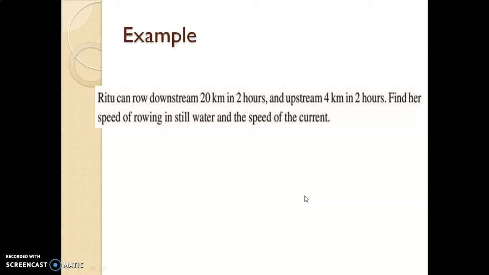Okay. So look at the solution video now. Here also it is an upstream and downstream sum. Ritu can row downstream 20 km in 2 hours and upstream 4 km in 2 hours, which are given here. They are asking to find the speed of rowing in still water and also the speed of the current. Okay, so let us let.